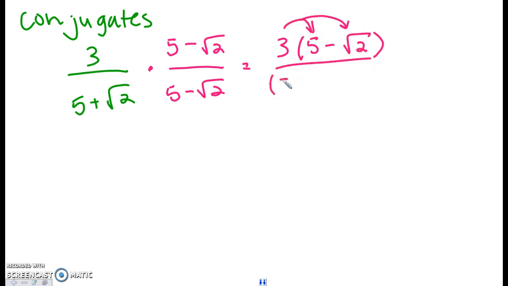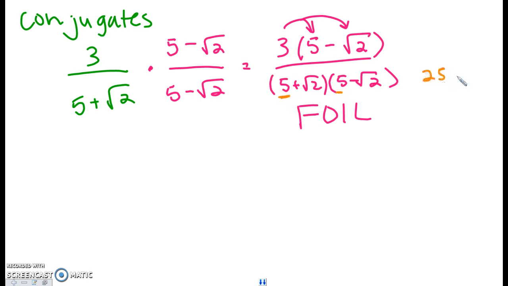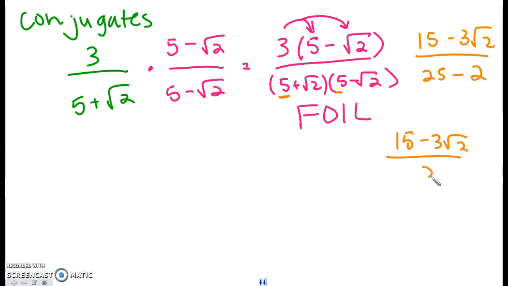But on the bottom, I have 5 plus radical 2 times 5 minus radical 2. This works a lot like FOIL. And I'm foiling perfect squares, essentially, where I have one plus, one minus. So I really only need to do the first terms, so 25, minus my last terms. Radical 2 times radical 2 would be radical 4, which is 2. So that would be my denominator, 23. Up top, 3 times 5 is 15 minus 3 radical 2. And I can leave this as 15 minus 3 radical 2 over 23.